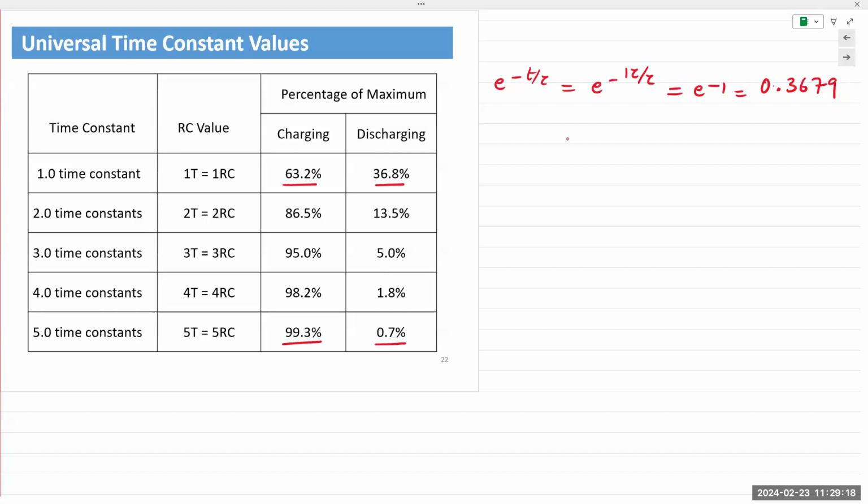That is a standard and generally accepted convention that after 5 times tau, it's considered either fully charged or fully discharged, because it has acquired or lost more than 99% of its max value. So we put an end to it after 5 time constants. Make sense? All right. Shall we move into the examples? Okay.